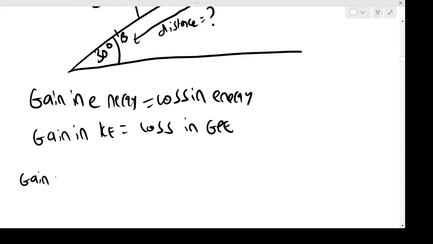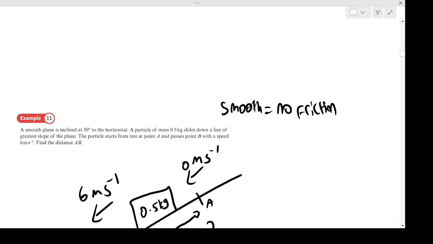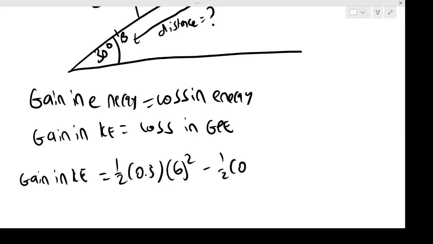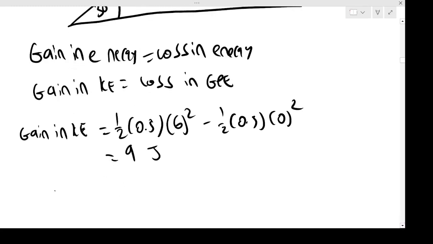So let's work out these two things. The gain in kinetic energy: the final speed is 6, so that's half times the mass, which is 0.5, times 6 all squared, take away half of 0.5 times 0 squared. If we work that out, that'd be 9 joules, and that's my gain. So the loss in my GPE has to also be 9.